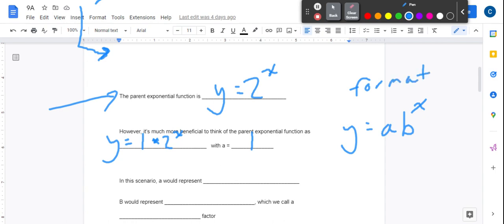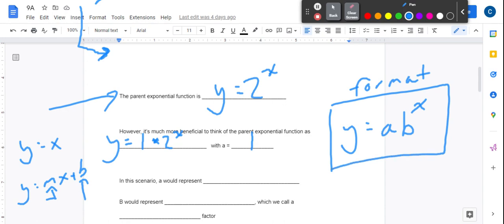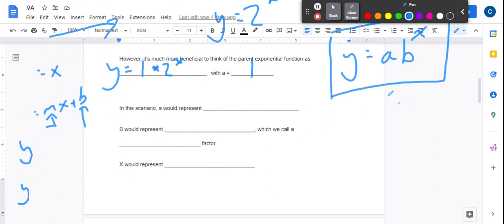Just the same way that with a linear function, the parent linear function was y equals x, but the format that we looked at the most is y equals mx plus b, where we had our slope as m and our b is our y-intercept, and we were able to graph it. So the format I want to look at for these exponential functions is like that: y equals a times b to the x power. Now, in y equals a times b to the x power, our a is going to represent how much of something we have to start with, which is our starting amount.